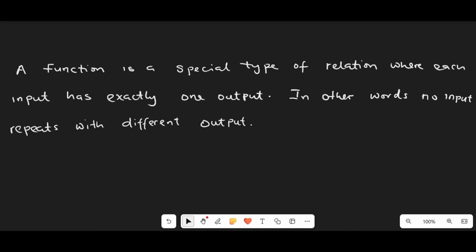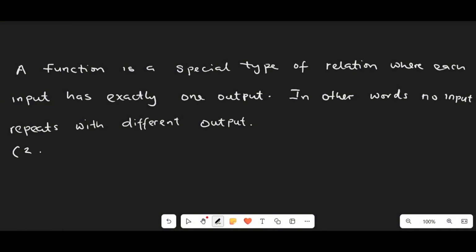Now let us define function. A function is a special type of relation where each input, which means domain, has exactly one output. In other words, no input repeats with a different output. Let us consider this example also.